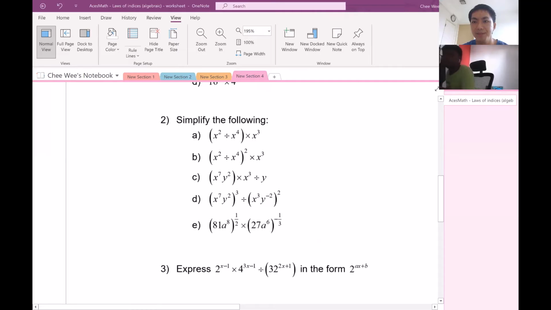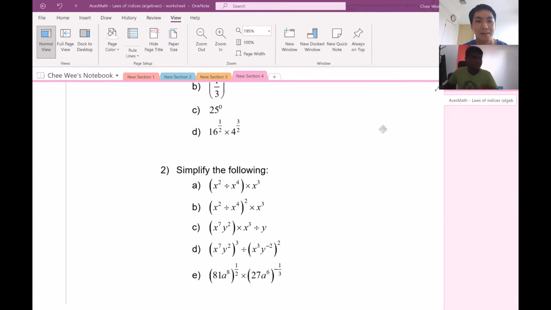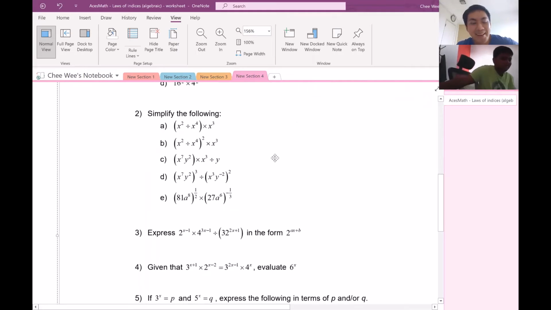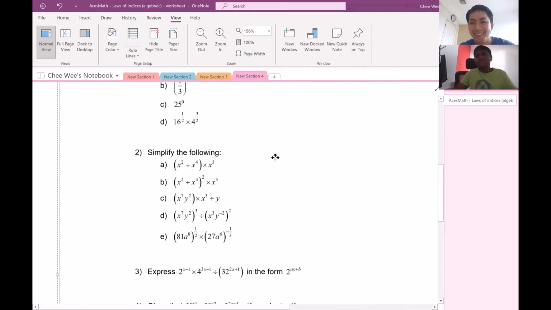Alvin, can you see this? So I'm just looking for my calculator because I don't know where it disappeared. Oh, literally directly in front of me.